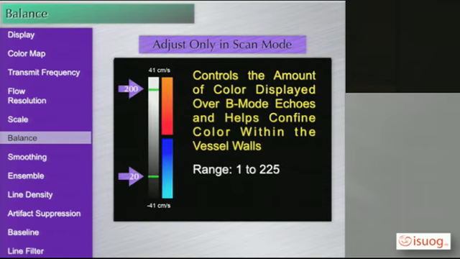This is the balance feature and is important to understand. This function has also been called the right priority by other manufacturers. In essence, it controls the amount of color displayed over B-mode echoes. Adjusting this setting allows the examiner to balance the display between color Doppler and B-mode echoes. An example of this adjustment will illustrate how this works.